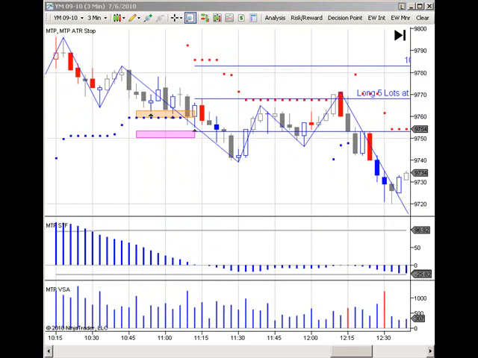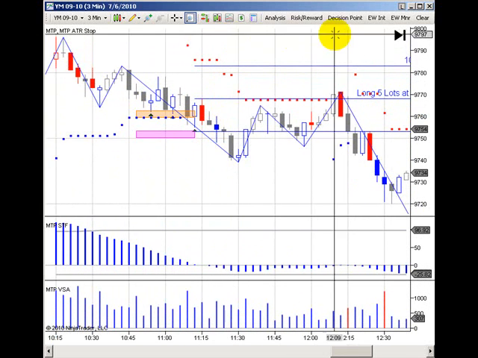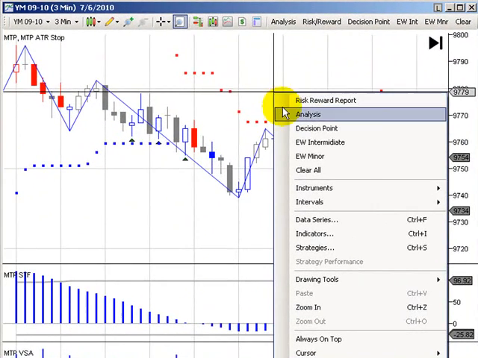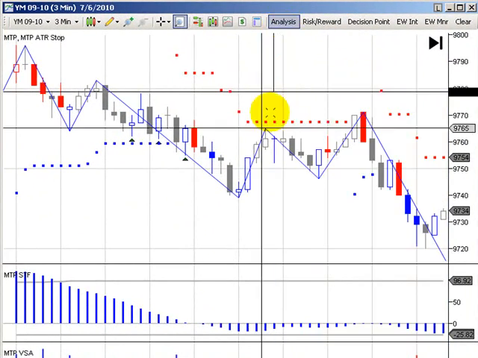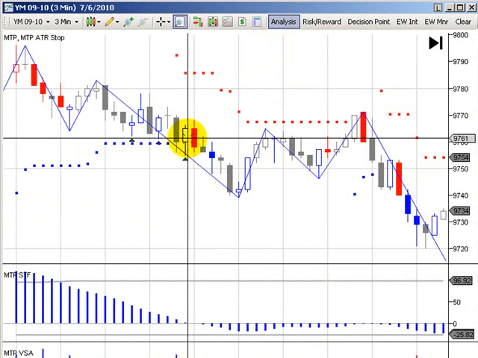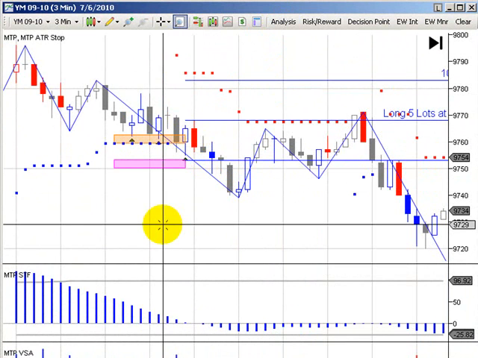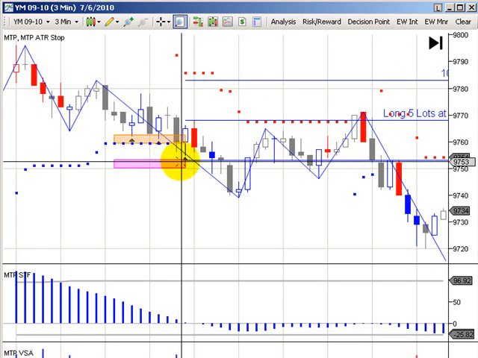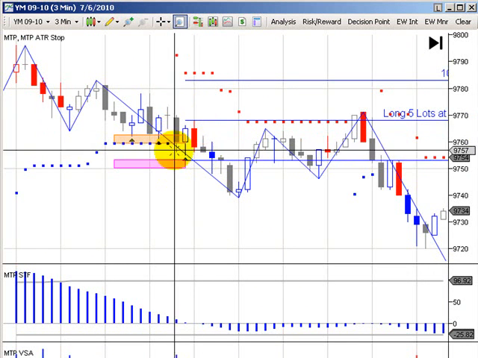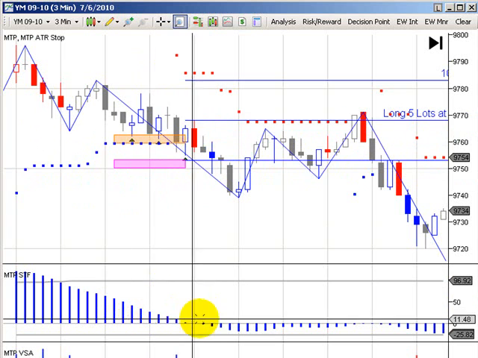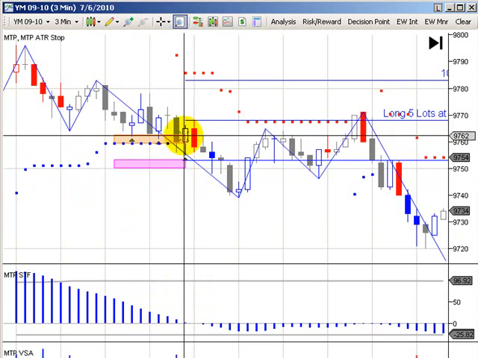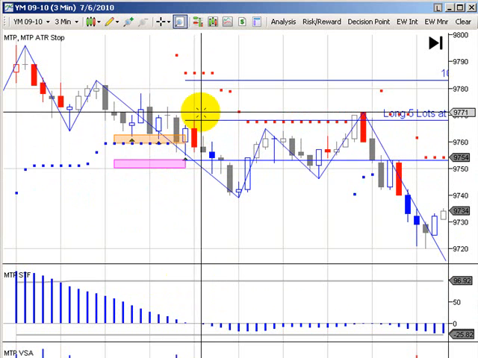I'll go ahead and put the analysis. Let me clear this off here for a moment. This one here. So it was a valid trade on the surface. The trend of the STF was blue. We had a reversal bar here to set the trade up off of.